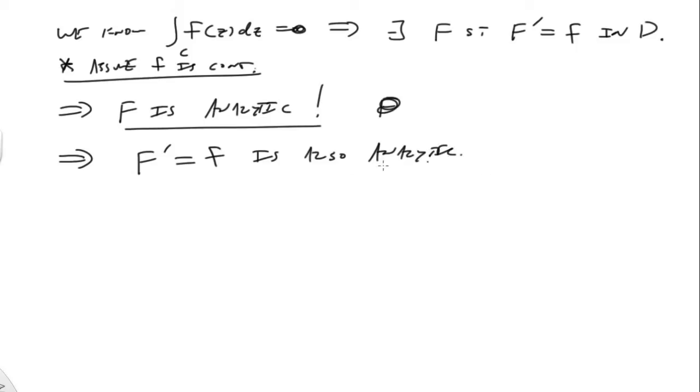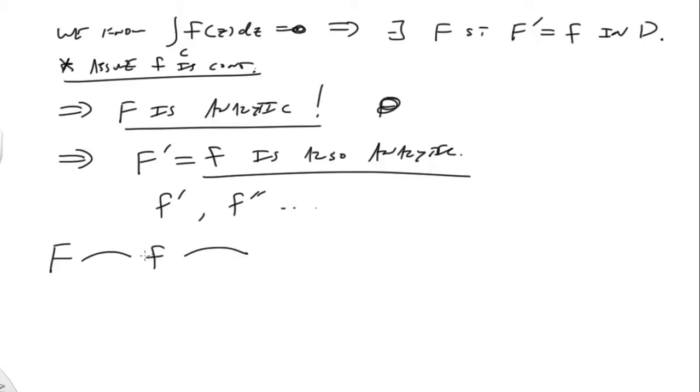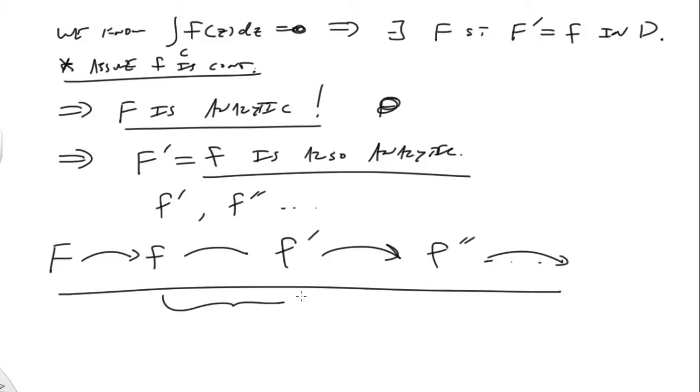Why do we know that? Because we know that once a function is analytic, then all of its derivatives are also analytic. And because little f is the derivative of big F, this is analytic, and of course so is f prime, f double prime, and so on and so forth. So this chain that started with the antiderivative, and then gave us f, and then gave us f prime, and then f double prime, and so on forever, all analytic.